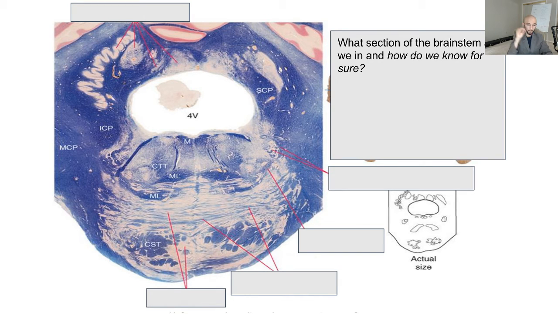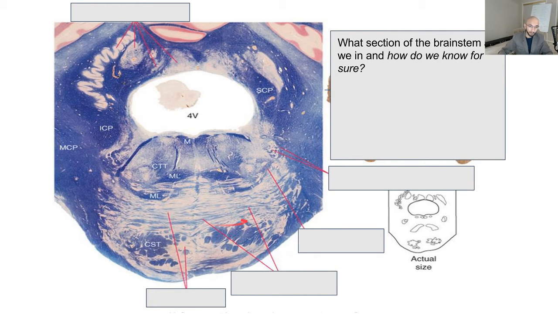That's right. Exactly. We're at the lower pons. We're just getting into the pons. And we know this is pons because these are the transverse pontine fibers.